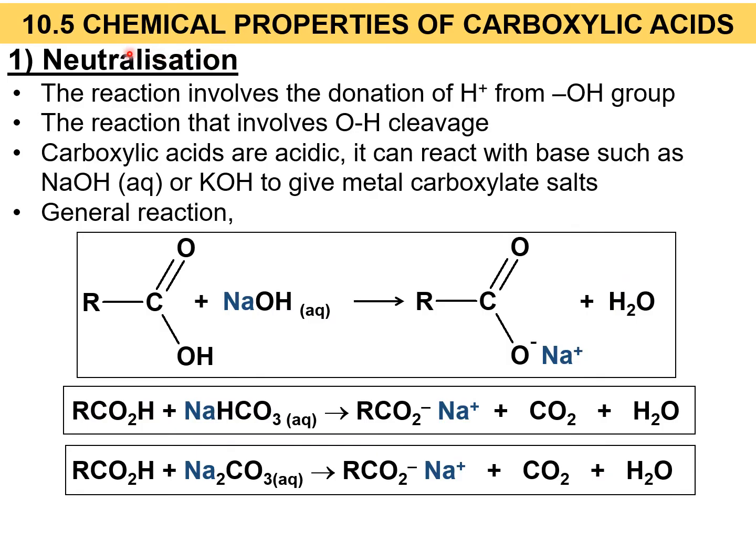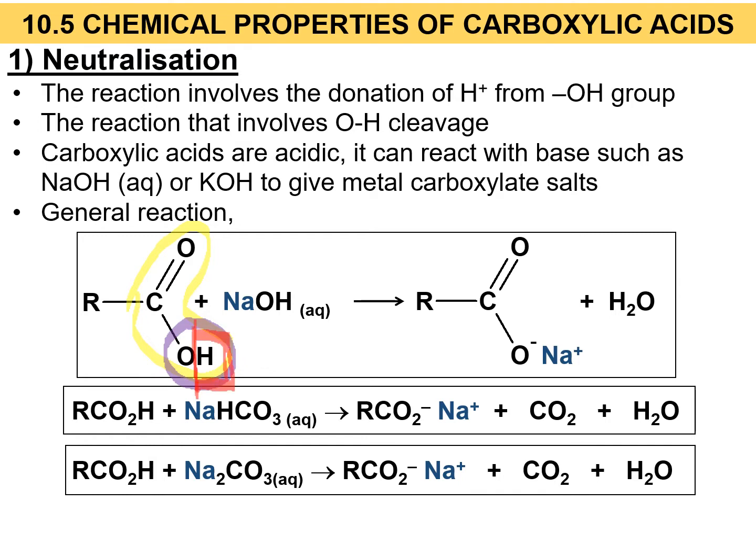Let's look at the first type of the chemical properties of carboxylic acids, which is neutralisation. Okay, neutralisation ni dia punya reaction involves the donation of proton daripada OH group of the carboxylic acid. For example, this is your carboxylic acid. Okay, and we are going to focus at the OH of the carboxylic acid. Okay, since dia kata akan melibatkan donation of proton daripada OH of the carboxylic acid, maksudnya akan ada OH bond cleavage. Okay, kat sini kita akan buat OH bond cleavage.